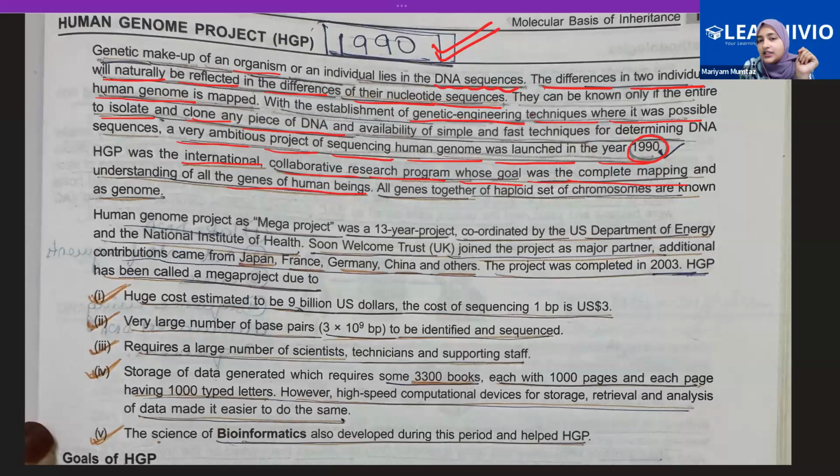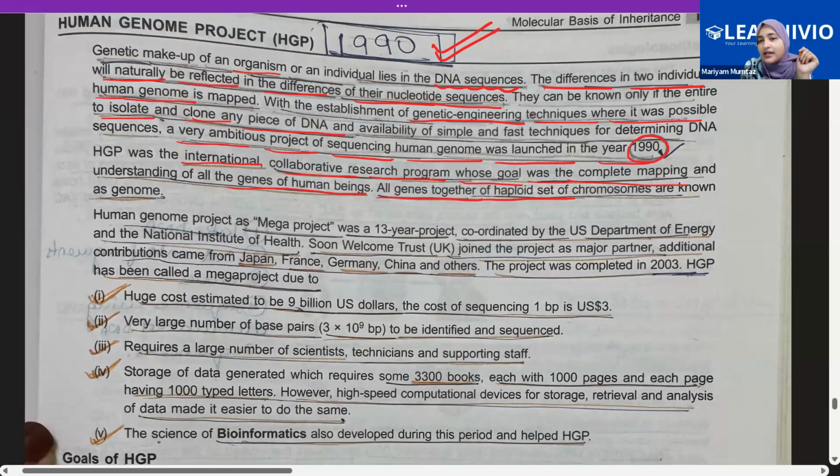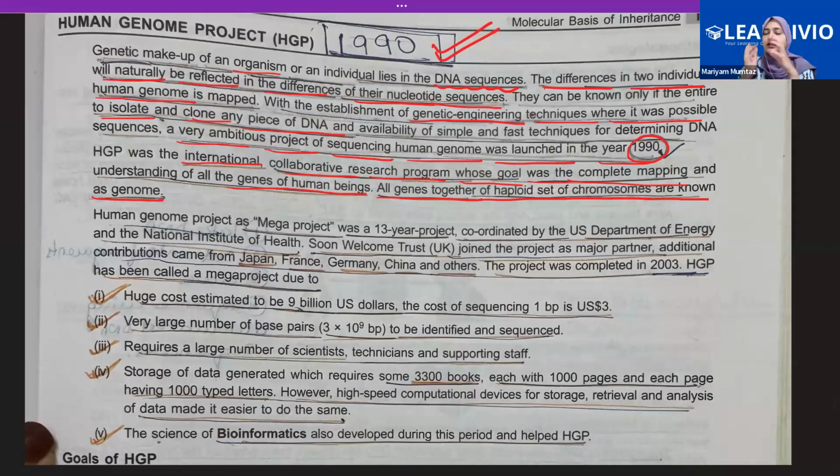All genes together of a haploid set of chromosomes, we call the genome. We are diploid, we have two sets. Because the two sets are there, they are exactly the same thing. So that one haploid set of our body, meaning the 23 chromosomes, is our genome.